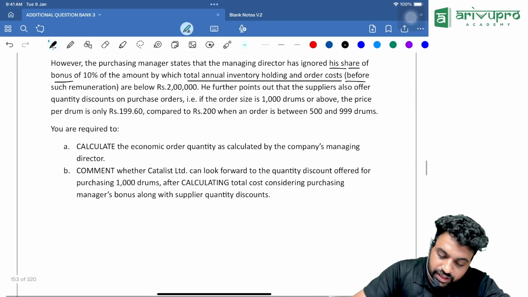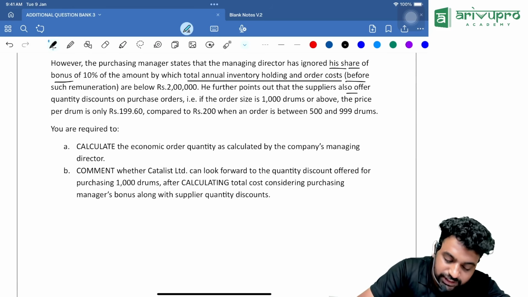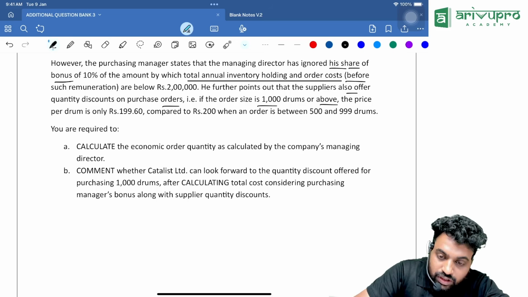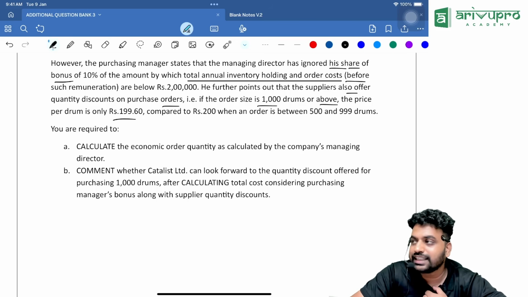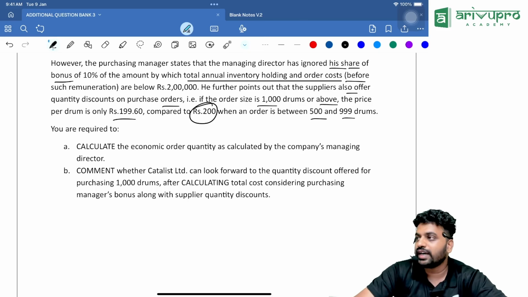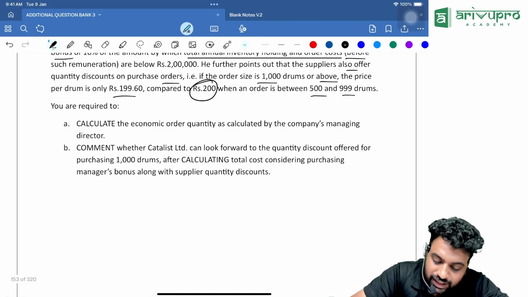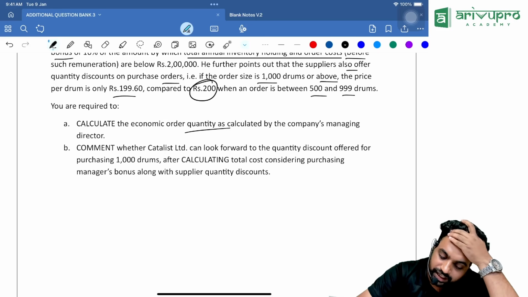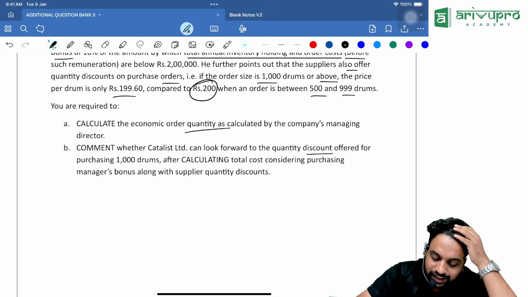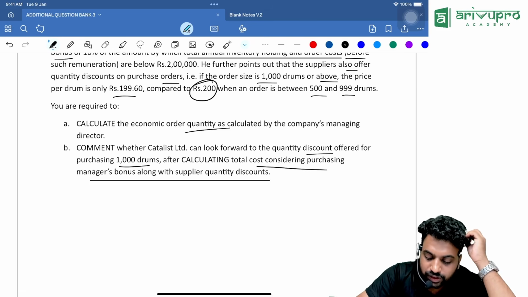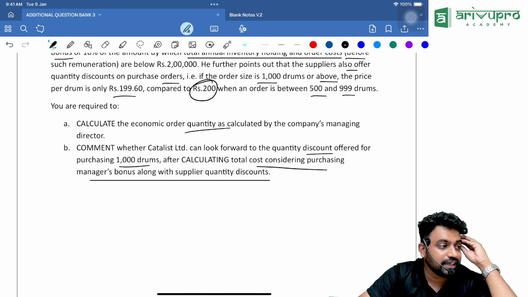So he further points out that supplier also offer a quantity discount on purchase order. That is, if the order size is 1000 drums or above, the price will be 199.6. If at all it is 500 to 999, then it is rupees 200. They are asking you to calculate a EOQ, just like your MD. Second, comment whether they should look forward to the quantity discount offer of purchasing 1000 drums after calculating total cost considering purchase manager's bonus along with the supplier quantity discount.